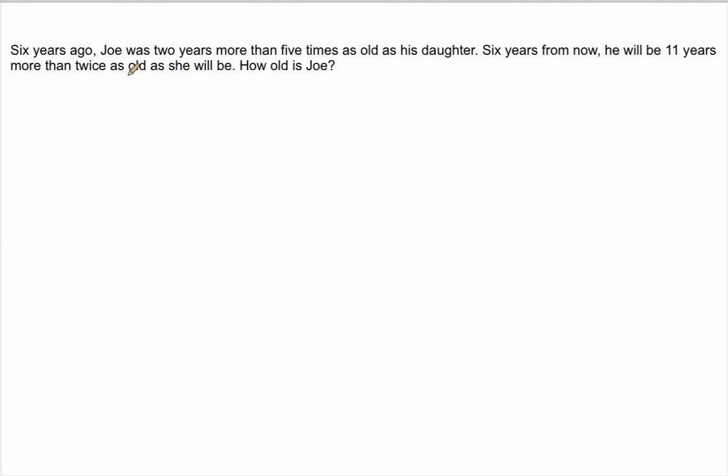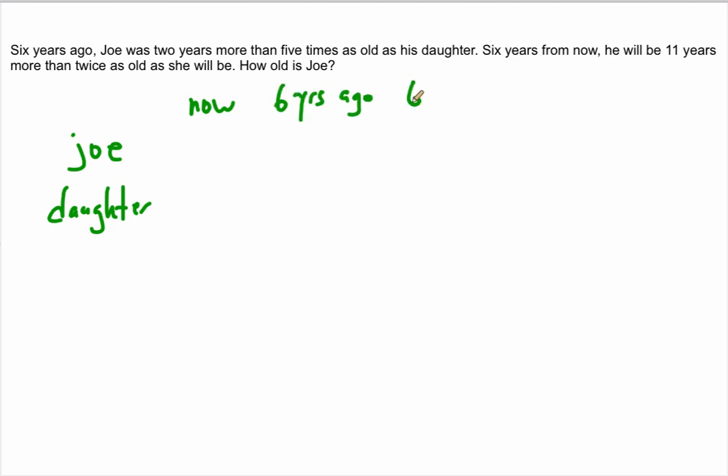So here we go. Once again, we're talking about Joe and his daughter. So we have Joe, daughter. Not really reading the problem yet. Time zone, 6 years ago, 6 years from now. How old is Joe? So that's the now. We're talking about now, 6 years ago, 6 years from now. So lots going on.